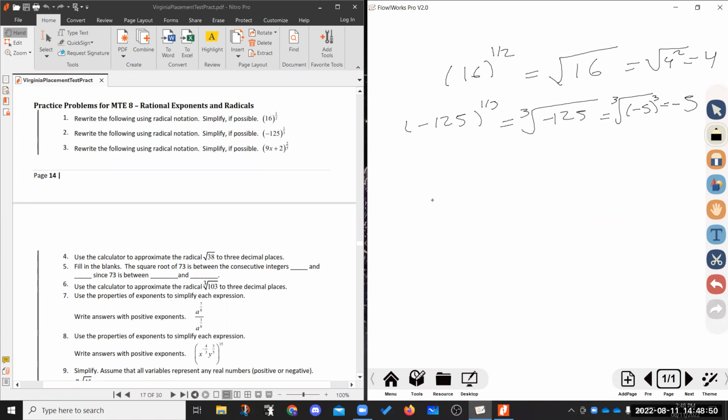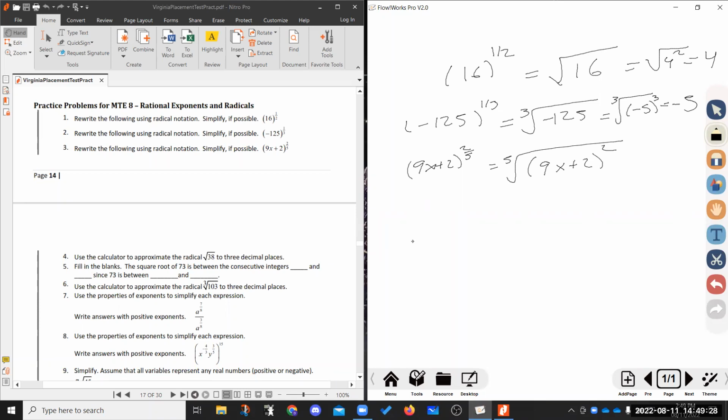Now we want to rewrite this expression, 9x plus 2 in parentheses raised to the 2/5 power, in radical notation. So the index is 5. Inside is 9x plus 2, squared. There's nothing we can do to simplify that because we don't know what x is. If x comes out to be something that, when squared, has a factor that is a perfect fifth, then we can pull that out to simplify.